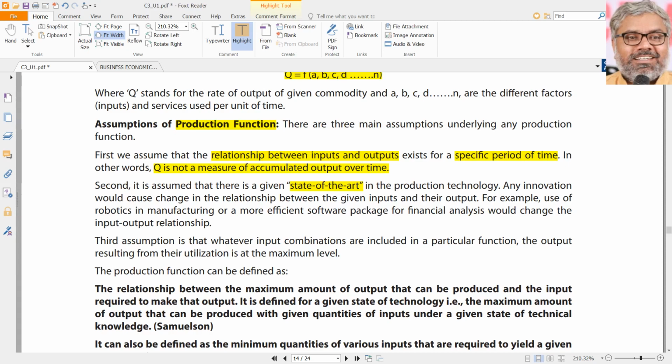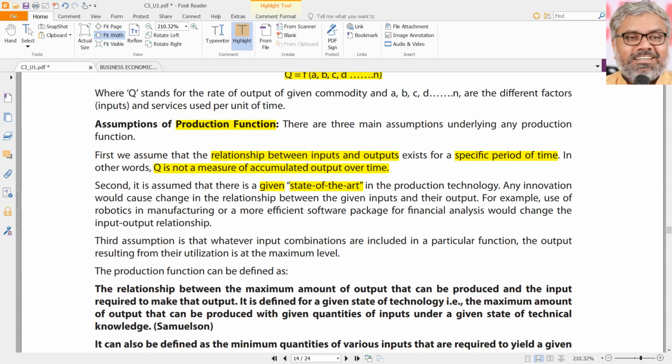So what does it mean? There is a given state of the art in the production technology. The state of the art is generally what is used in common parlance as the latest technology or the best technology possible. That's a phrase that is used like that. But particularly for understanding purposes, we can say the level or state of the production technology is given. When the word is used as given, means it is constant, it is fixed, it is not going to change.